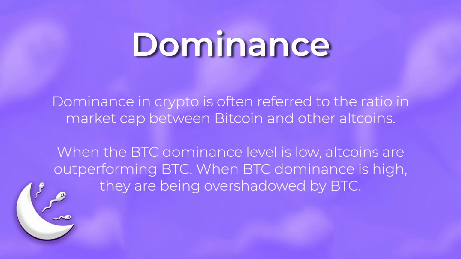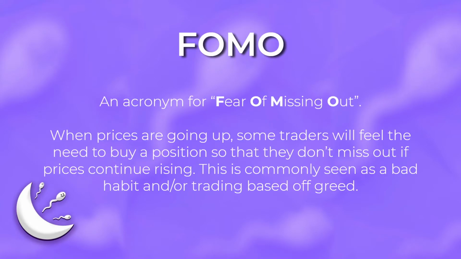Dominance. This is usually only referred to in crypto trading or when you're doing technical analysis. When Bitcoin dominance is really high, that means Bitcoin's price is leading the way for the whole crypto market, and altcoins aren't going up as high or as fast as Bitcoin. And when Bitcoin dominance is down, that's when altcoins start seeing their big spike and start outperforming Bitcoin.